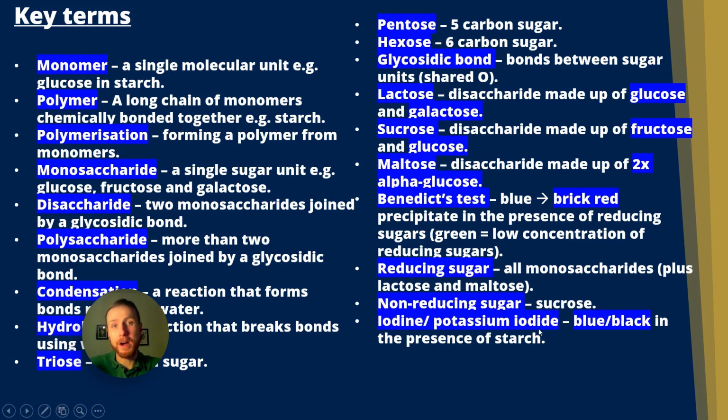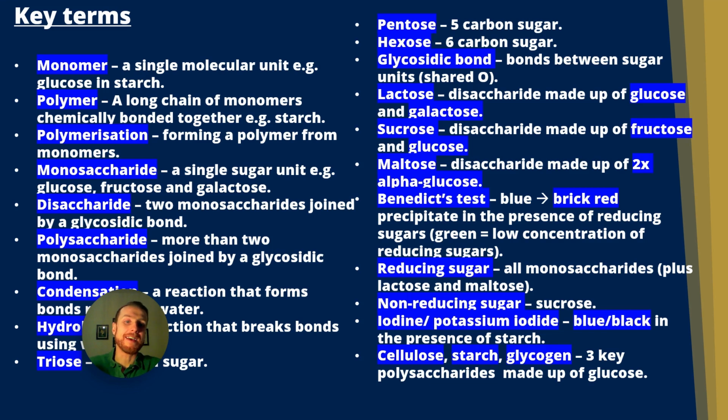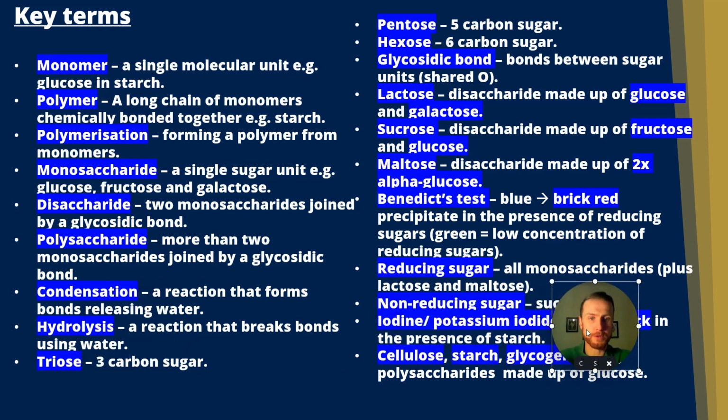Iodine, or potassium iodide, is a solution that's brown, but when added to starch, it will go from brown to blue-black. And finally, cellulose, starch, and glycogen are 3 key polysaccharides that you need to know, made up of glucose.